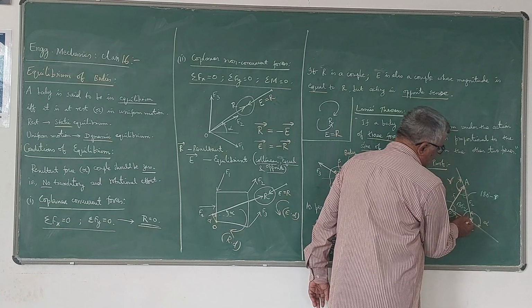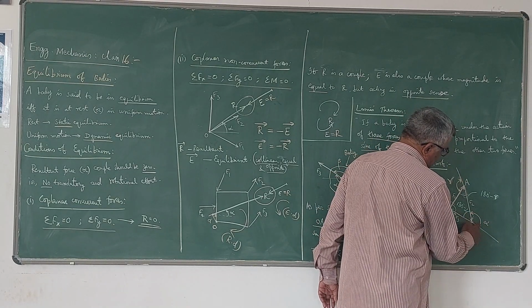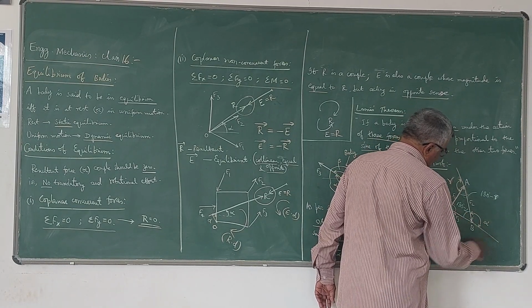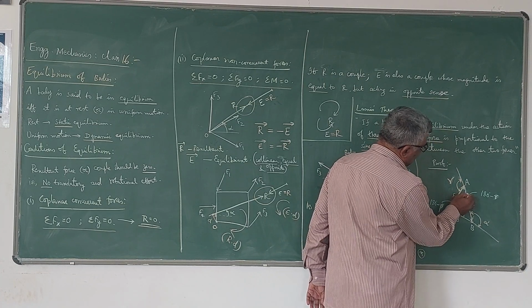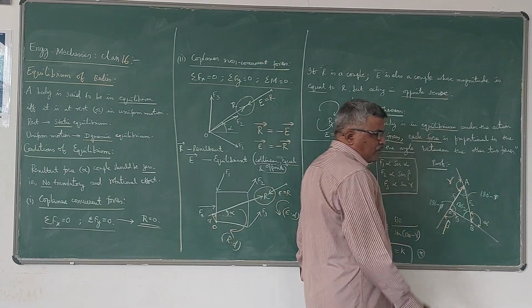Interior angles of this triangle will be 180 minus alpha, because these two, if you add, you get 180, a straight line. Similarly, the interior angle here is 180 minus beta. The interior angle here is 180 minus gamma.